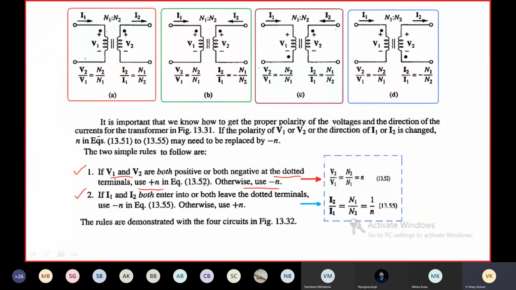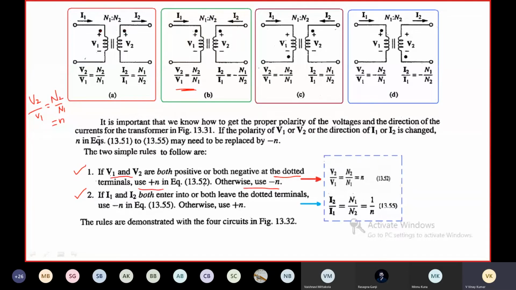So in this case, V1 is positive as well as V2 is positive at the dotted terminal, so we use plus n. V2 by V1 is equal to N2 by N1, which is equal to n. That's why here we use plus n. Coming to case B, V1 is positive at the dotted terminal and V2 is also positive at the dotted terminal. That's why we use plus n: V2 by V1 is equal to N2 by N1.